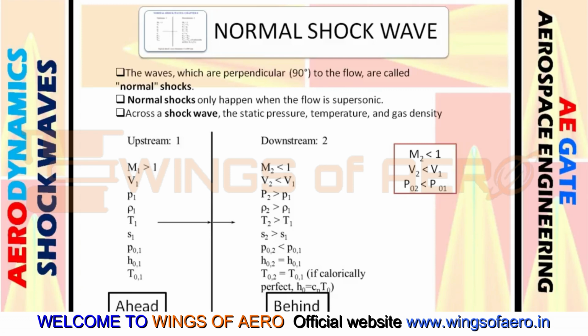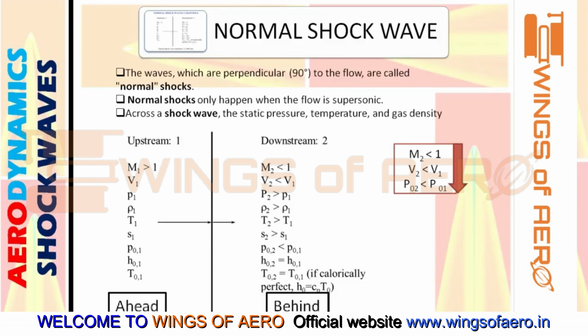See here how it changes. The Mach number, velocity, and stagnation pressure decrease, whereas static properties like pressure, density, temperature, and entropy increase.